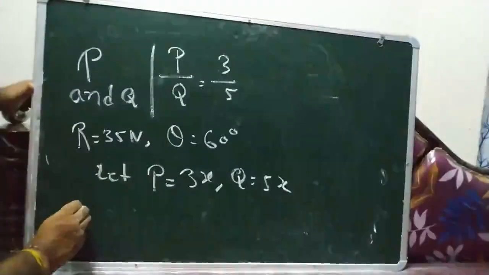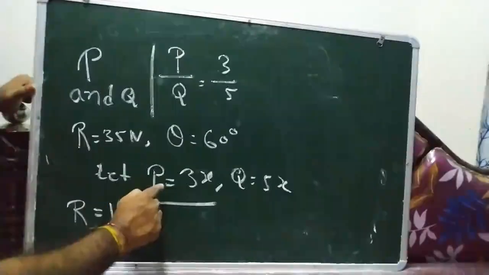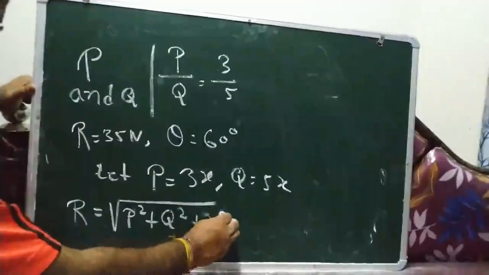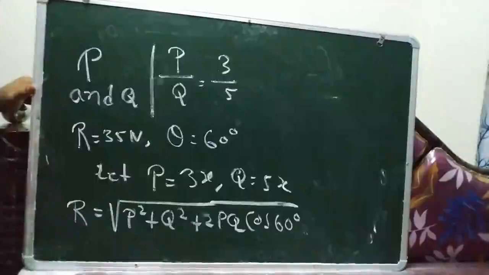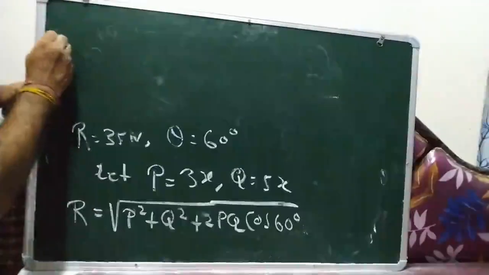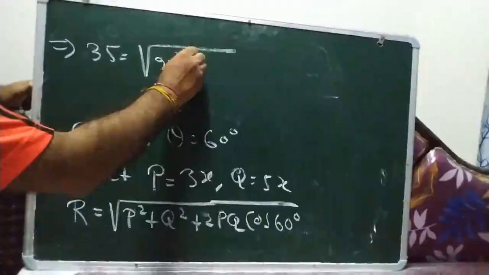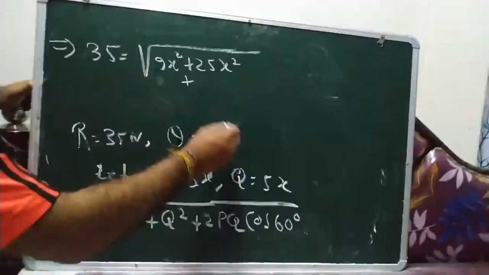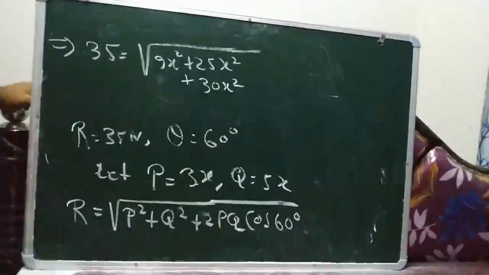Now what is the resultant? R is always equal to, here you have to consider P and Q, don't consider A and B. For these two forces, the resultant R has the formula root of P square plus Q square plus twice PQ cos of 60 degree. Now R is 35, so put the value of R on the left side. P is 3x, so 9x square, 25x square, and 2 into P into Q, 2 into 15x square, 30x square. The value of cos 60 is half.